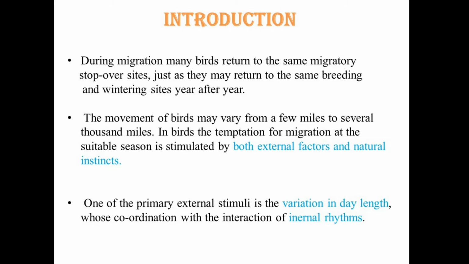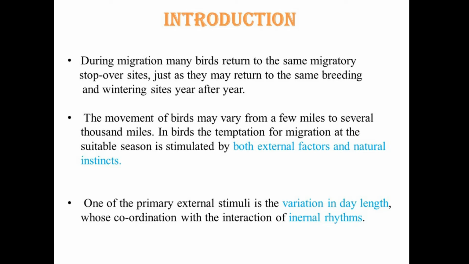The movements of birds may vary from a few miles to several thousand miles. The longest known migratory journey is performed by the Arctic tern from the Arctic to the Antarctic region in summer and back, thus covering a distance of 11,000 miles along each path.